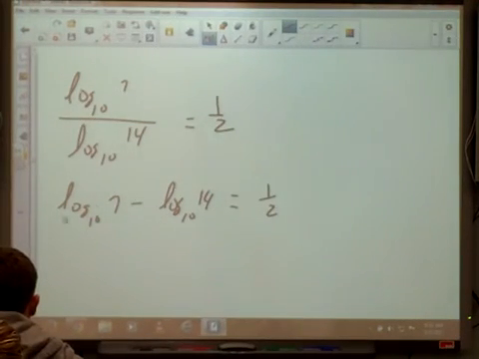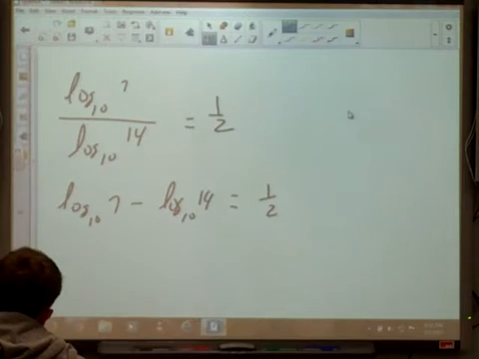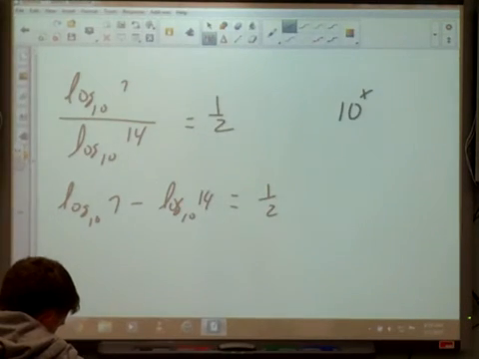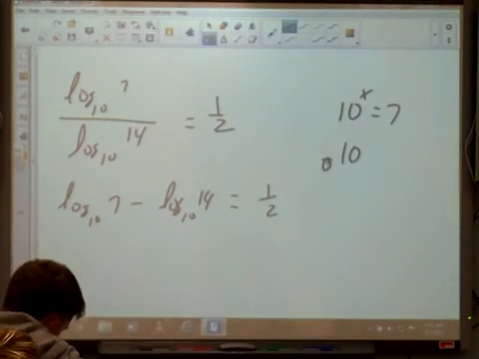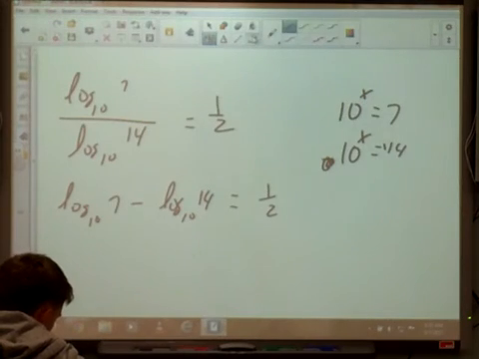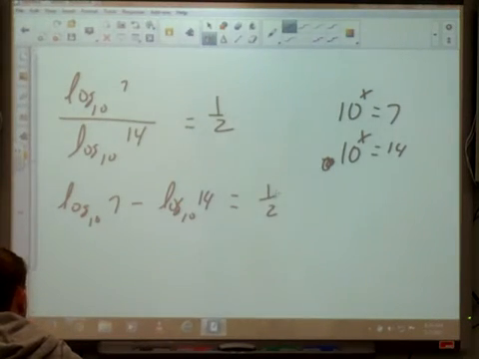But down here, when we rewrote that using the quotient property, what's the log base 10 of 7? 10 to the what power equals 7. Okay, and then you got the same thing over here, 10 to the what power equals 14. That's what you're actually figuring out, is when you subtract those two values, do you get 1/2?